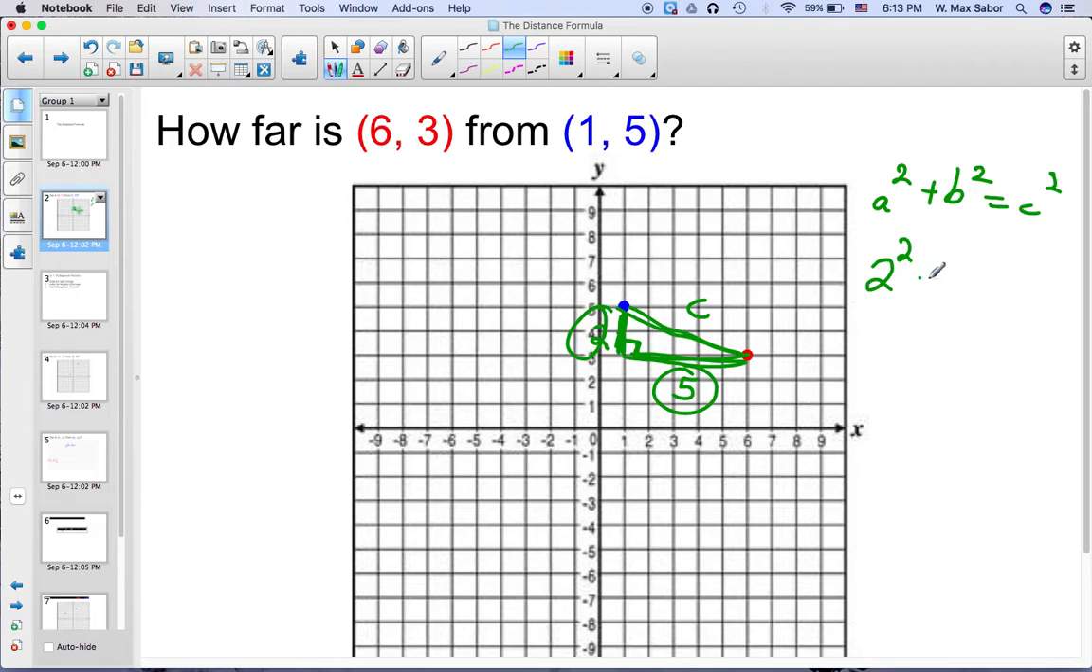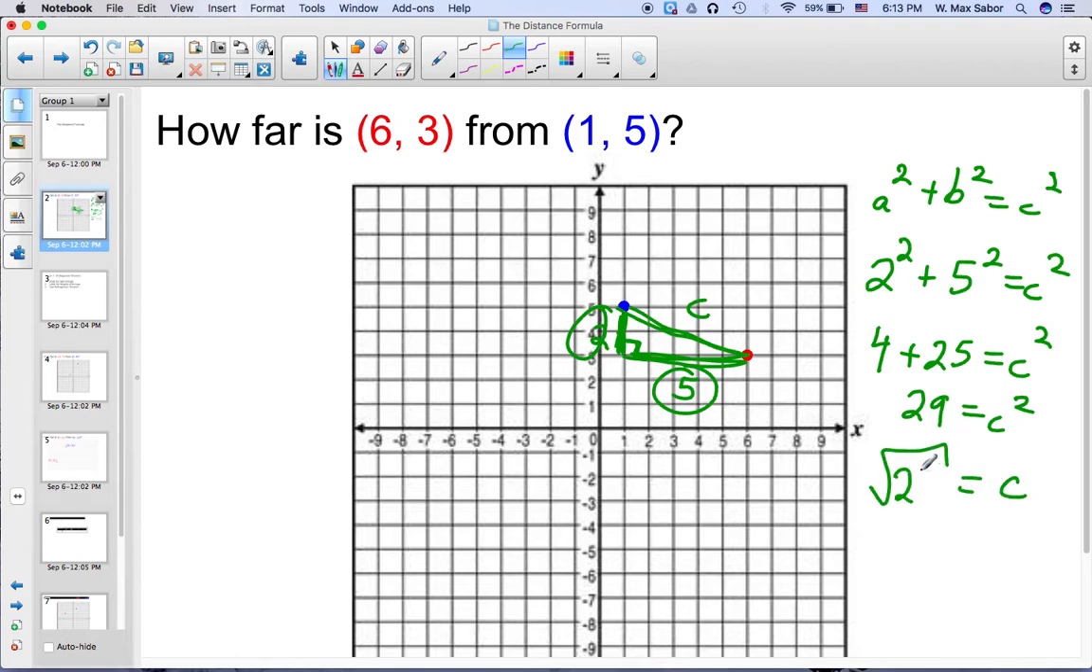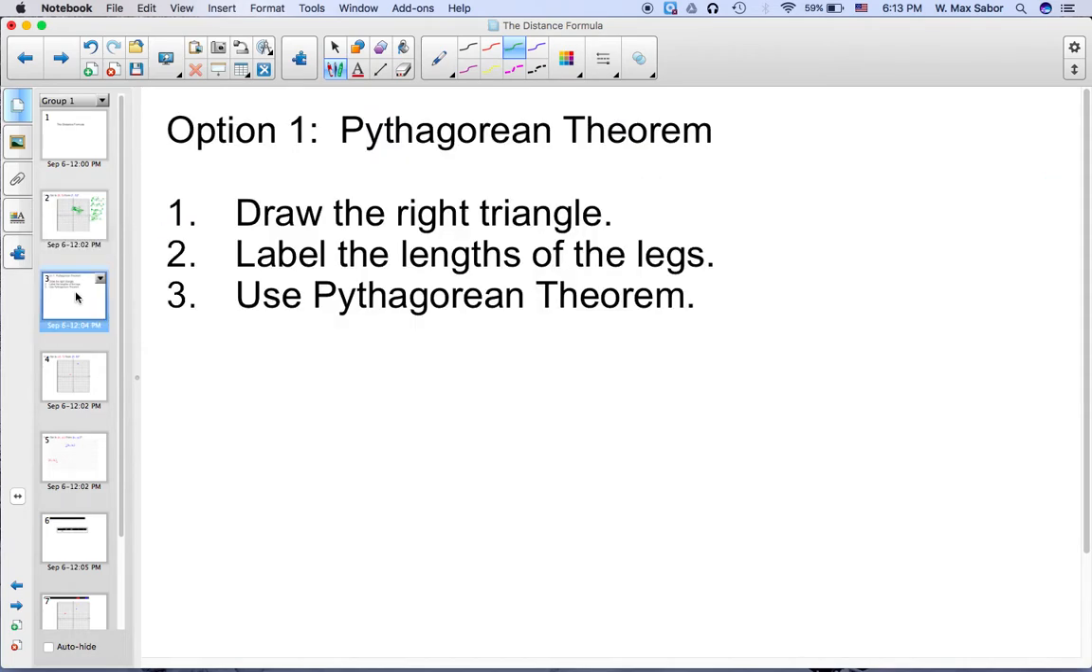So 2 squared plus 5 squared equals c squared. That's 4 plus 25 equals c squared. So 29 equals c squared, and c is the square root of 29. So the distance here is square root of 29, and that's perfectly fine to leave as your answer. So that's what I just did. The Pythagorean theorem allows you to draw a right triangle, label the lengths of the legs, and use Pythagorean theorem.